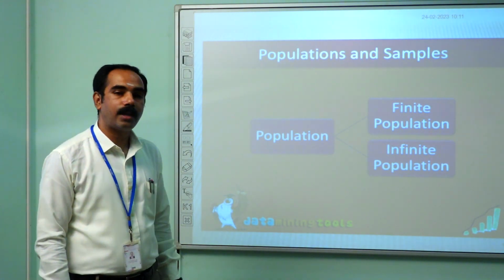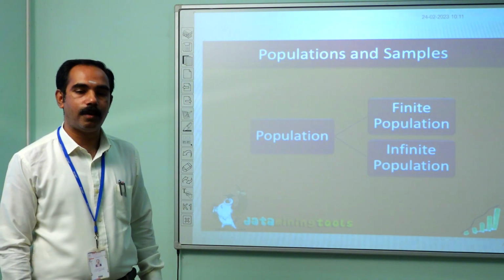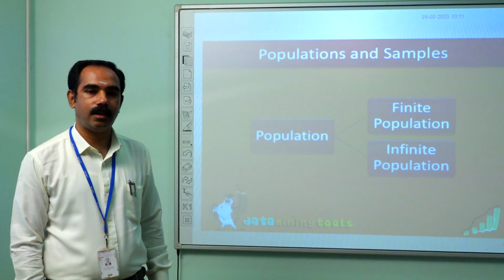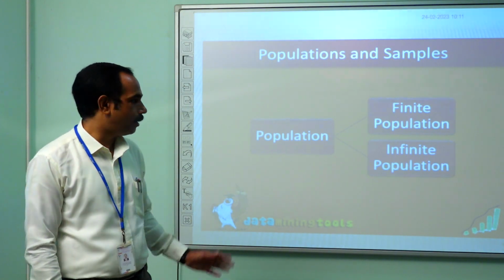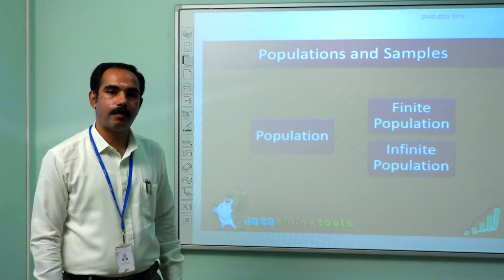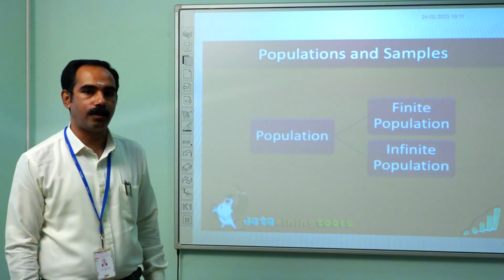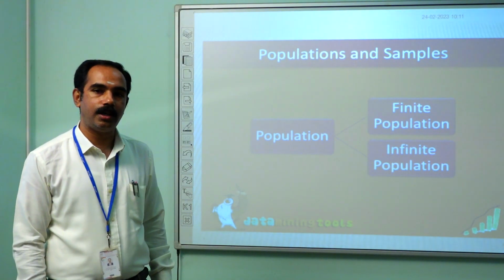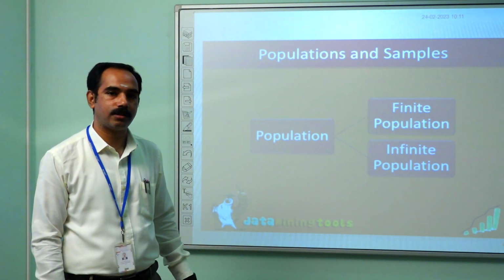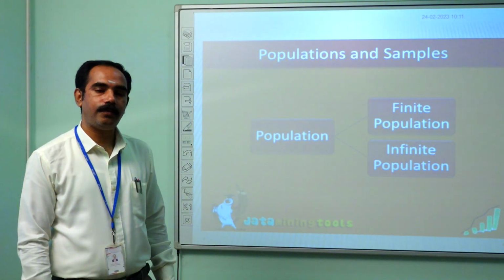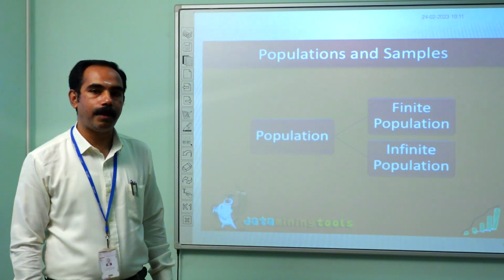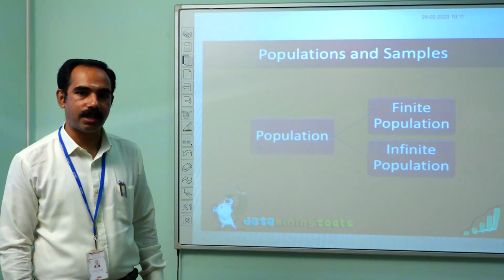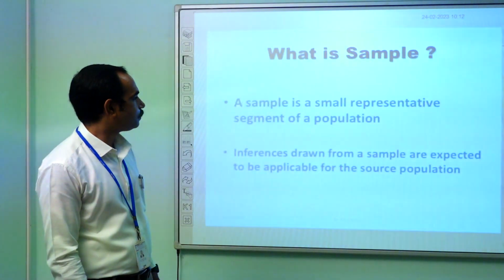Population can also be divided into two. One is finite population, where we know the exact population size. When we talk about infinite population, the population size is unknown. For example, the number of students studying in a college is an exact population size, which is called a finite population. If we take how many people are watching a cricket game, it is very difficult to know that population size. That is called an infinite population.